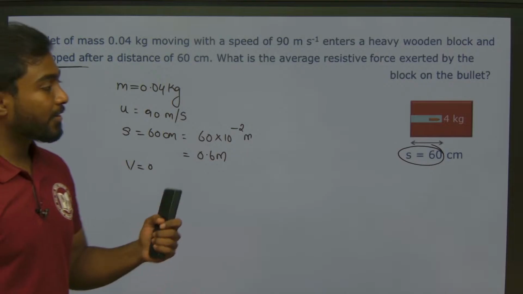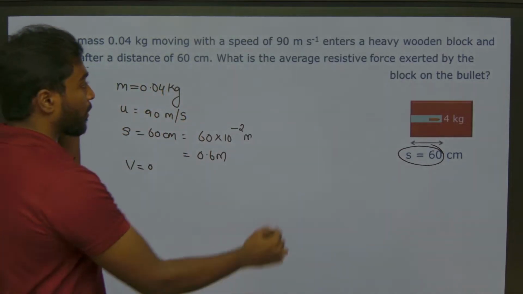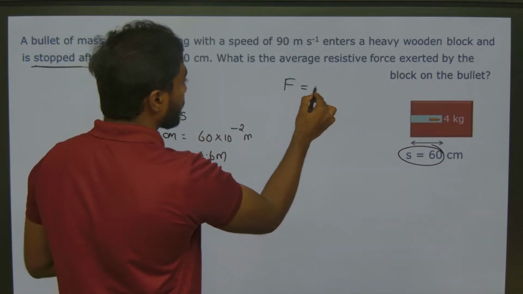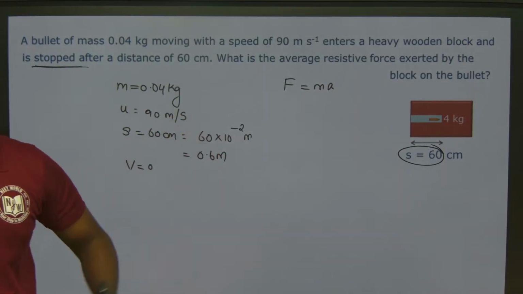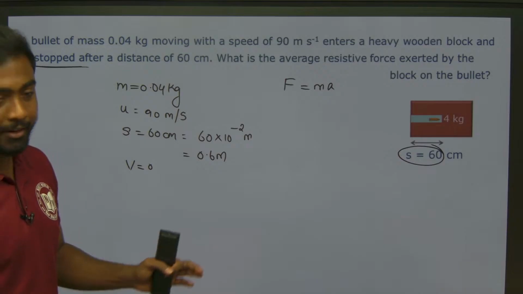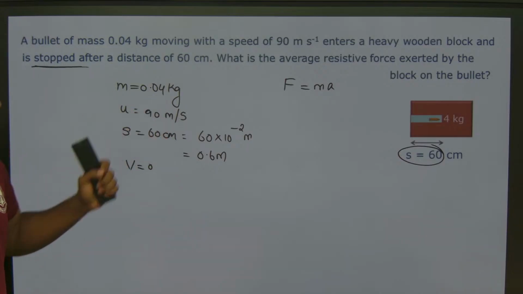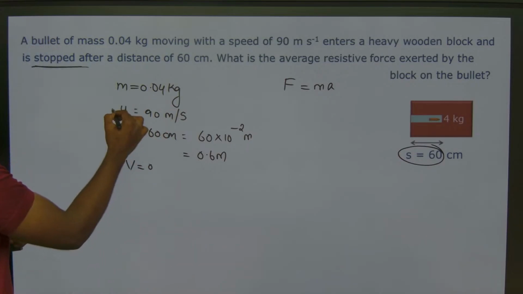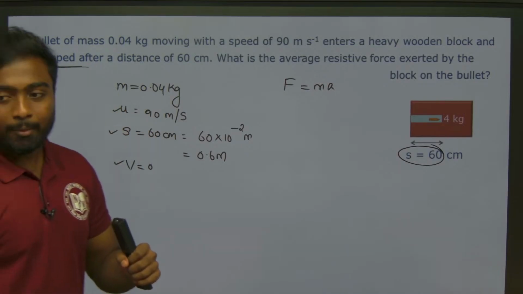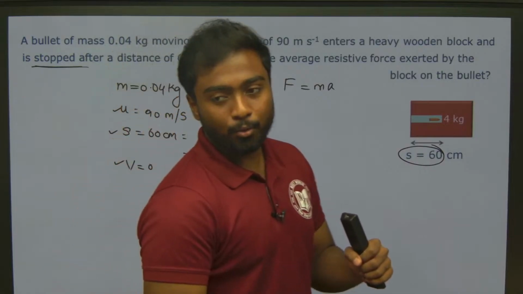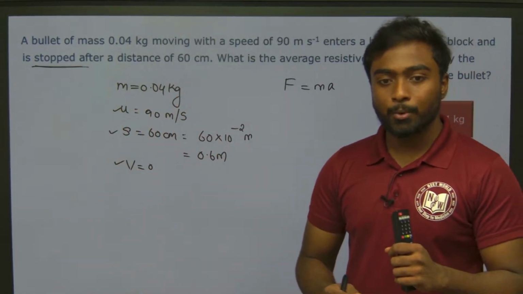So what is the average resistive force? What is the formula for force? We know force equals mass into acceleration. We know the mass but we don't know the acceleration. I need to find the acceleration. That's the main motive of the question right now. We know u, we know v, and we know s. So in the kinematic equation, which one can I use? v square minus u square equals 2as, right?